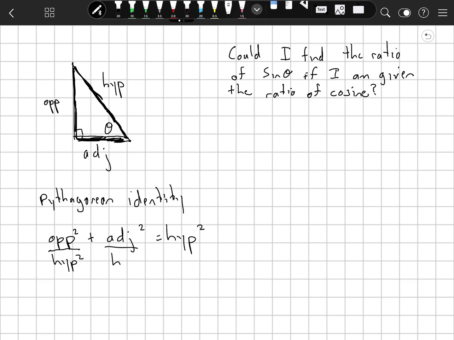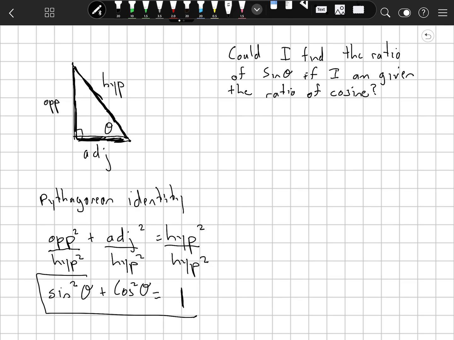Hypotenuse squared, hypotenuse squared, and hypotenuse squared. And over on the right side of the equation, we can see that that just equals 1. And the opposite squared over the hypotenuse squared is going to be sine squared, because opposite over hypotenuse is sine. Sine squared theta plus adjacent over hypotenuse is going to be cosine squared theta. So here we have a formula that will help us determine sine if we had cosine. So this is the formula, the part that you memorize, hopefully understanding where that came from.